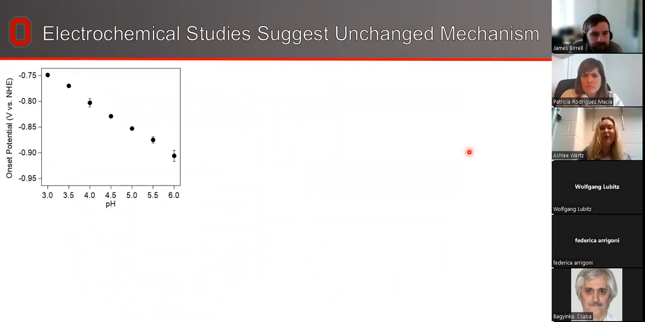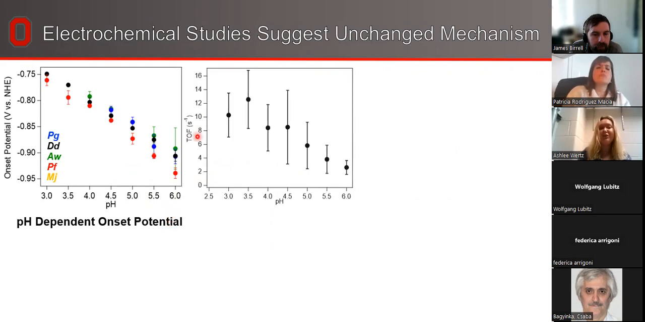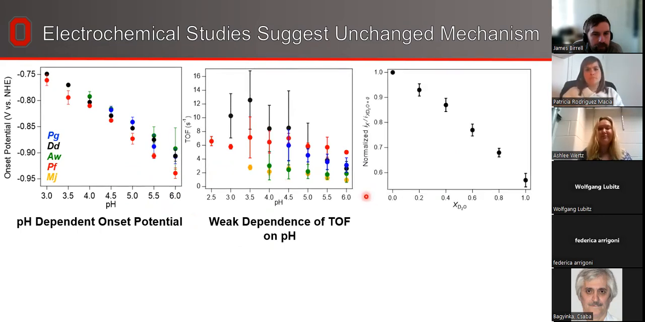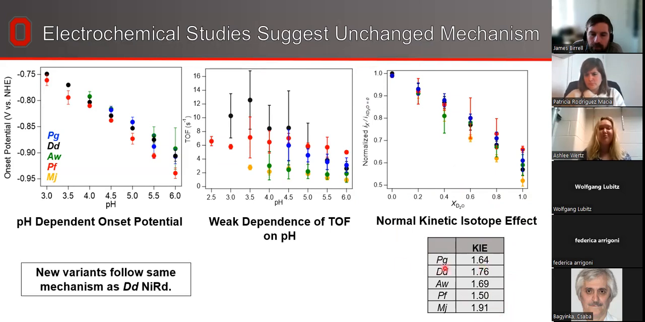Because they are all active for electrochemical hydrogen evolution, we can study the mechanism of these as well. Once again, looking at the onset potential versus pH for the DD variant, and then overlaying the new variants on it, we see a pH-dependent onset potential. Looking at the turnover frequency versus pH once again, we see only a weak dependence. And looking at the kinetic isotope effect values, they all have normal kinetic isotope effects with values that range from 1.5 for the PF to 1.91 for the MJ. So we do believe that all these variants follow the same mechanism as DD nickel rubredoxin.